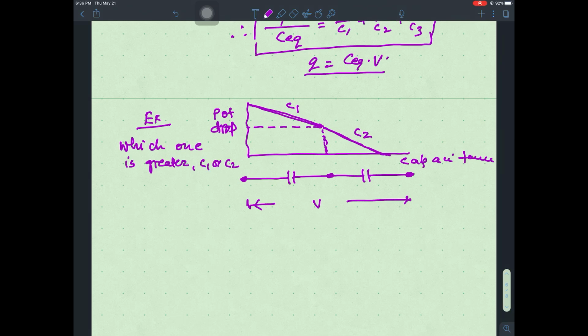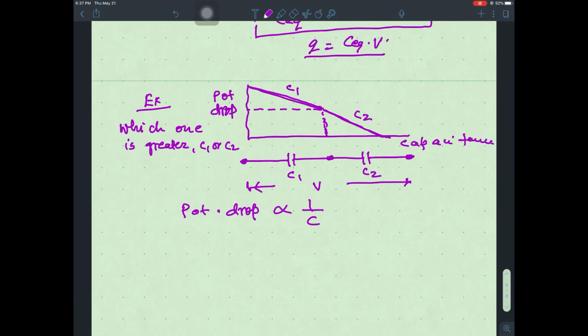We have just seen that the potential drop is proportional to 1 by capacitance. Just now we have seen that V is equal to Q by C. Q is the same as they are connected in series. This C1 and C2 are connected in series. So the potential drop is more in C2. What you see here, this length is more.